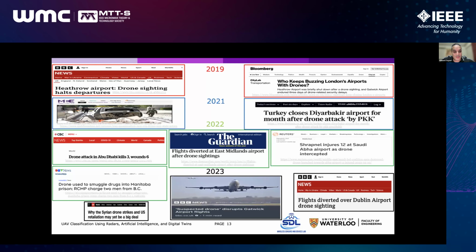In Canada, in British Columbia, 2 people were charged for drug smuggling into a Manitoba prison using drones. Last year, again in the UK, Gatwick Airport flights were delayed because of a drone sighting, and you all know that the UK is one of the most advanced countries in radar technology, and yet we have a problem with this application.